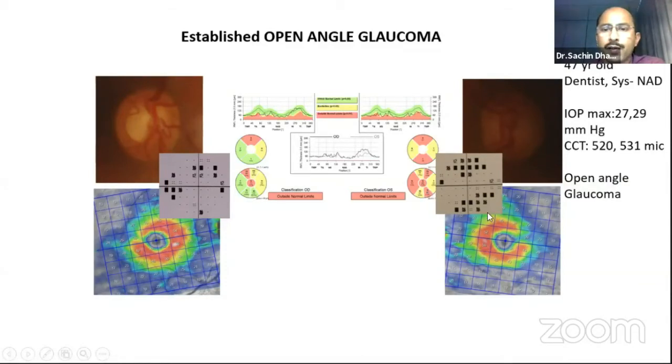Here you can see RNFL sector superior and inferior both are thinned corresponding to the scotoma. The ganglion cell is corresponding only to one part of the scotoma. So all these things you have to keep in mind.